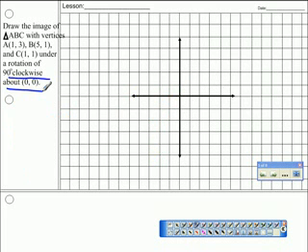Unlike the translation where we went ahead and we had to plot it and then count. The same thing with the reflection. We plotted it and then counted. Here, I'm going to make sure I have all my coordinates in place.